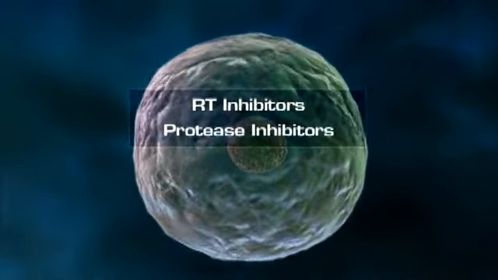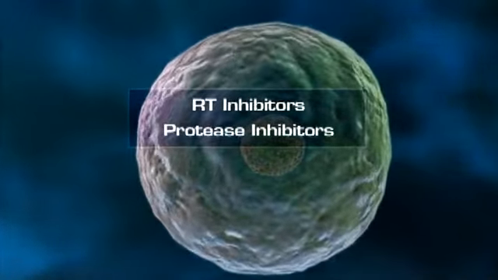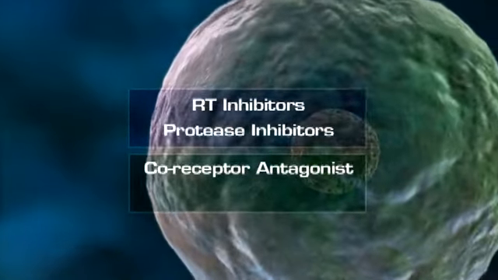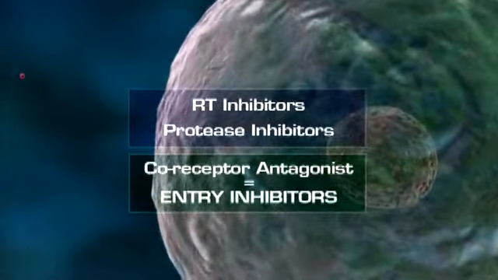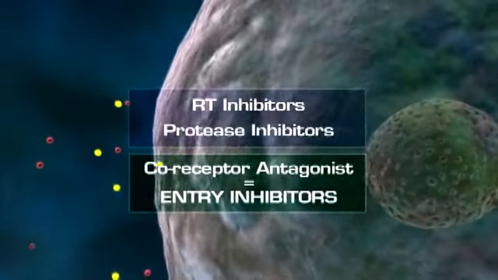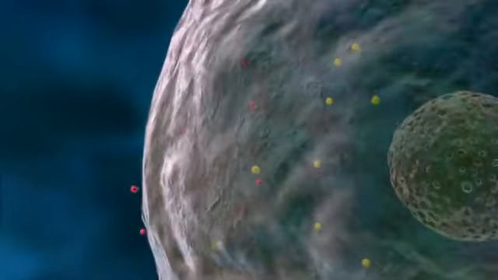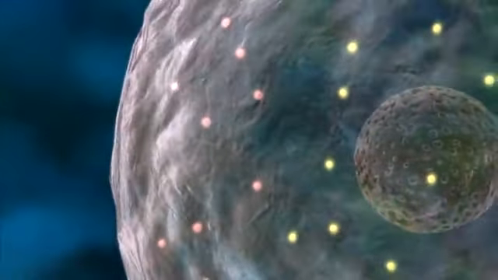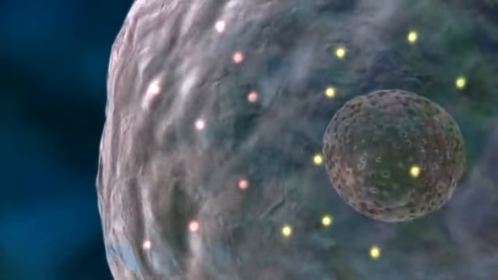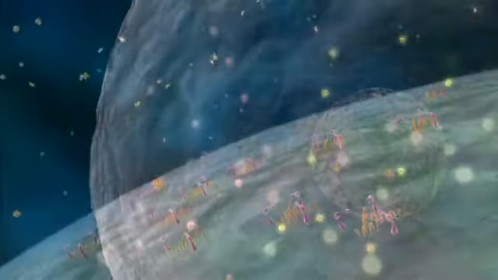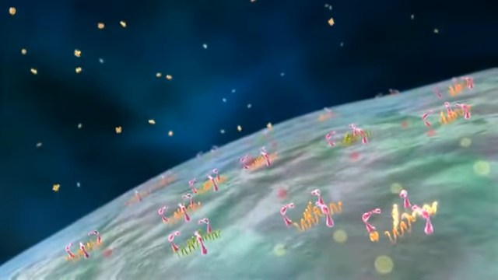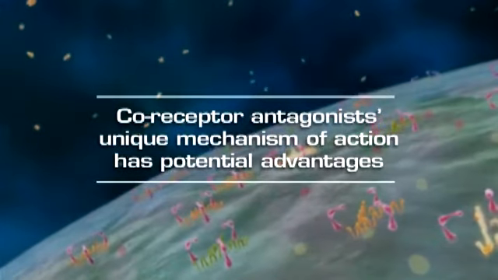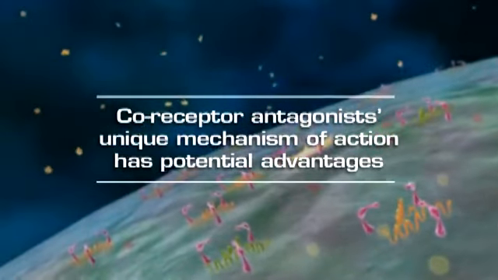Unlike reverse transcriptase and protease inhibitors which work inside the infected cell, co-receptor antagonists function on the outside of the host cell. Co-receptor antagonists are therefore classified as entry inhibitors. The mechanism of action of co-receptor antagonists differs from other antiretrovirals in a very important way. Rather than binding to viral proteins, this new class prevents viral replication by binding to human host cells, such as T cells and macrophages. This unique mechanism has potential clinical advantages.